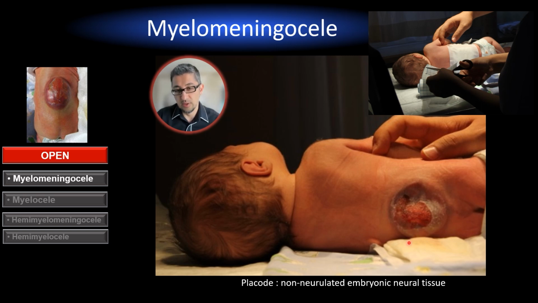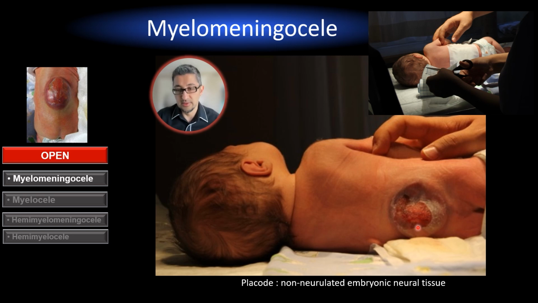So after birth, they require urgent surgery just to cover this part. The surgery is basically to remove the placode and cover the skin, or just push the placode back into the spinal canal. This is a very common and important health problem because there is no function below the level of this placode. So they almost always have motor deficits, mild or severe.